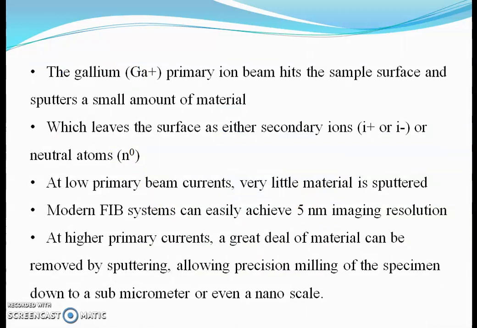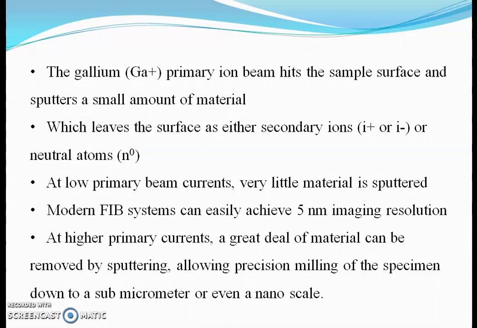The gallium, represented by Ga+, is the primary ion beam which hits the sample or workpiece surface. Due to the hit, sputtering of a small amount of material occurs at the location where the gallium ions hit the surface, and material leaves the surface as secondary ions. After the gallium ions hit the surface, we can identify secondary ions, represented by I plus or I minus, or neutral atoms can be released, known as secondary ions.